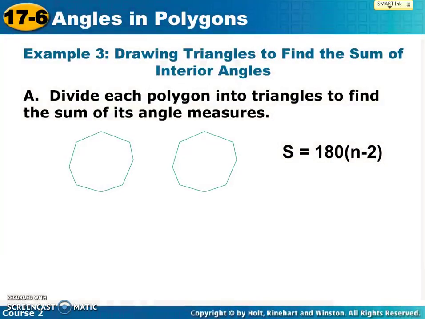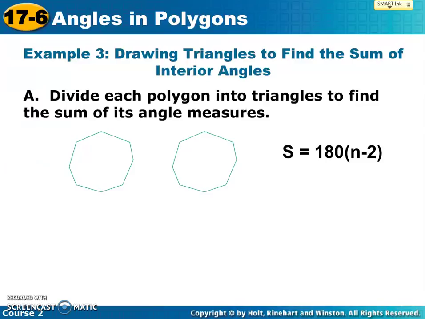All right, now we're going to draw some triangles to find the sum of the interior angles. Here we have a polygon, and we are going to cut it into triangles to find out how many degrees total are in the angles. We know that in a triangle it's 180 degrees. In a quadrilateral it's 360 degrees. But what if I have a hexagon or an octagon or a decagon? How many degrees are in that shape?